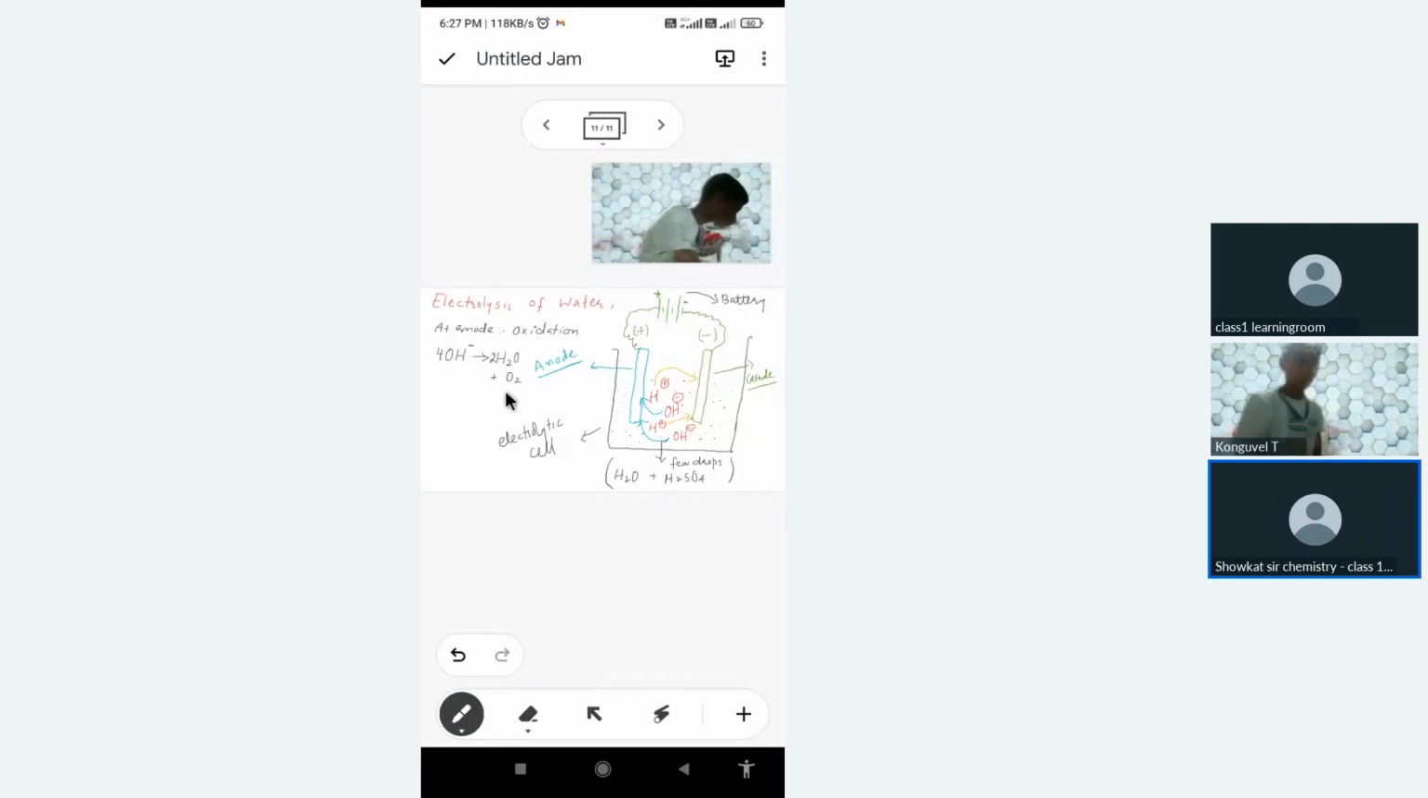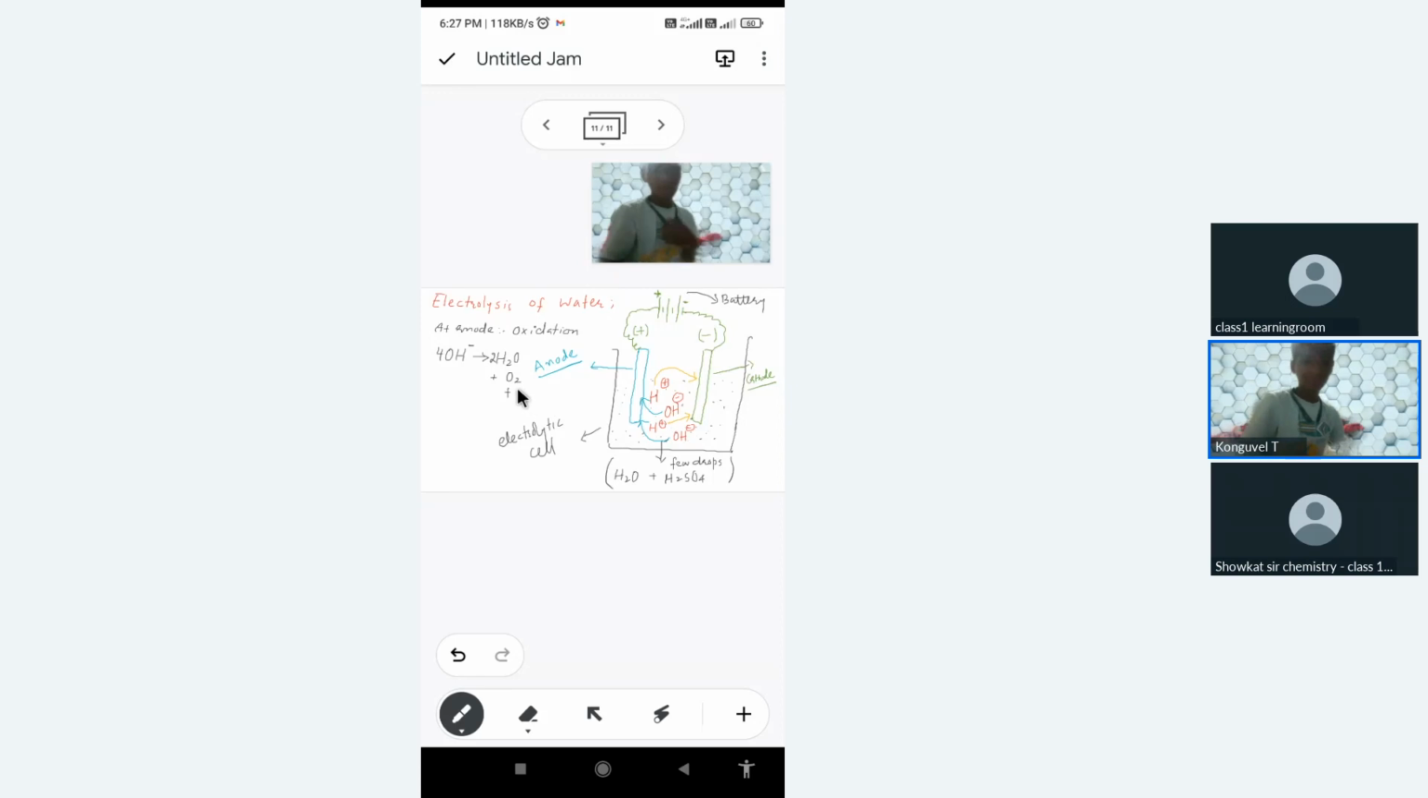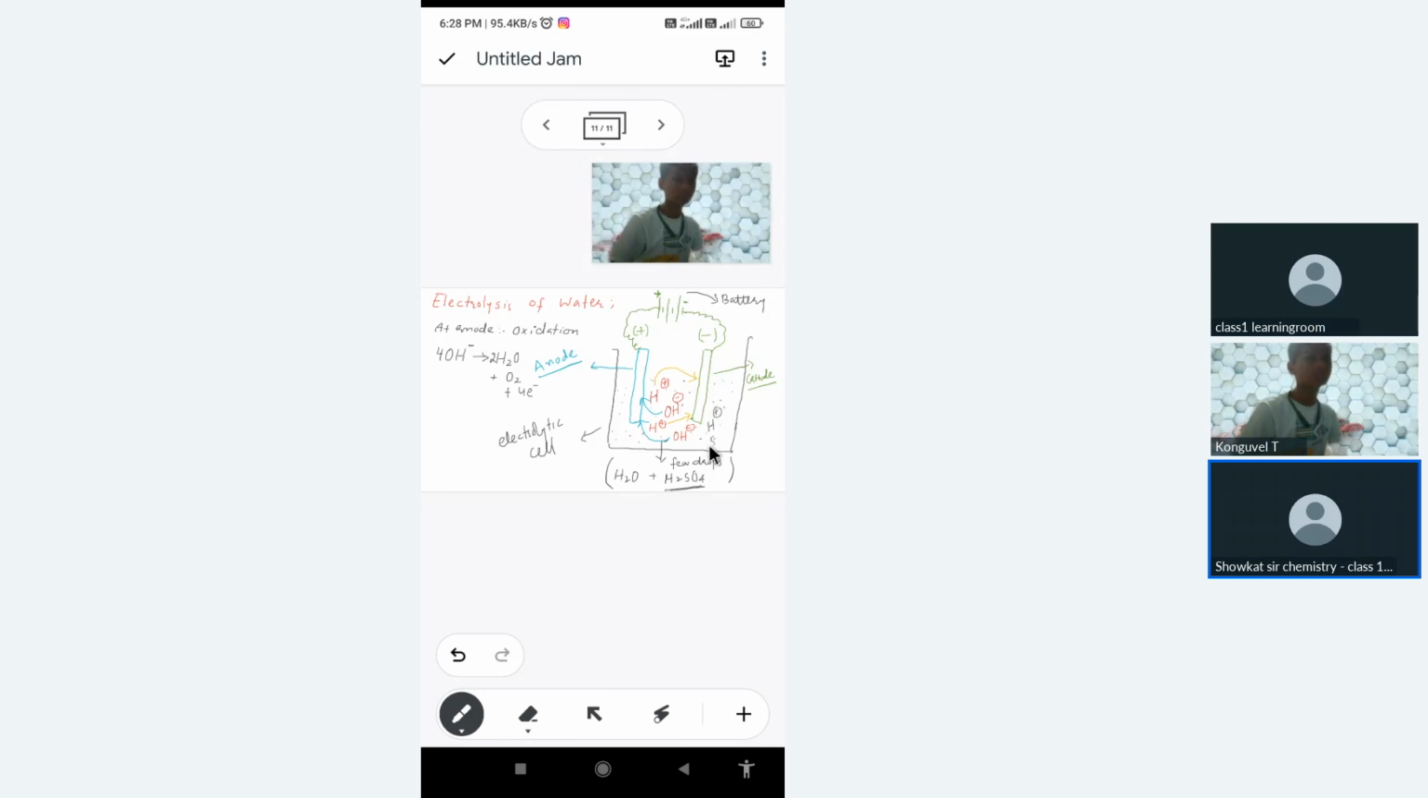Sir, since we have to add a few drops of sulfuric acid, shouldn't we write H2O plus H2SO4 on passing electricity gives hydrogen and oxygen? Exactly. When you pass the electricity, this sulfuric acid will also ionize. What will be the ions? Ions will be H positive and SO4 divalent negative.